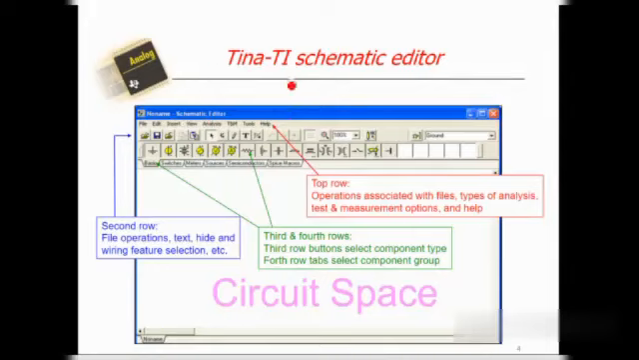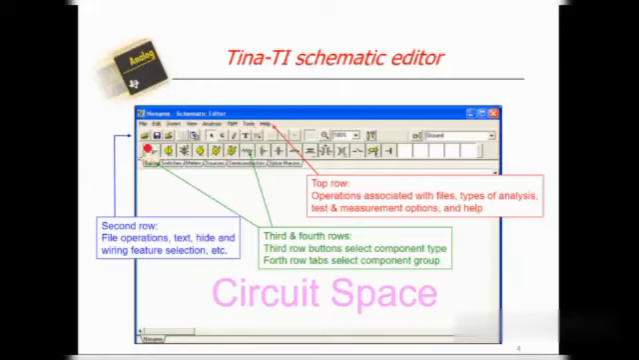the TINA schematic editor will be coming with the circuit space like this. So you can see that there are so many rows here. As usual, the first row or the top row has the operations associated with the files, types of analysis, tests and measurement options, that is T&M, and so on. Of course, help will be a very important parameter in that.